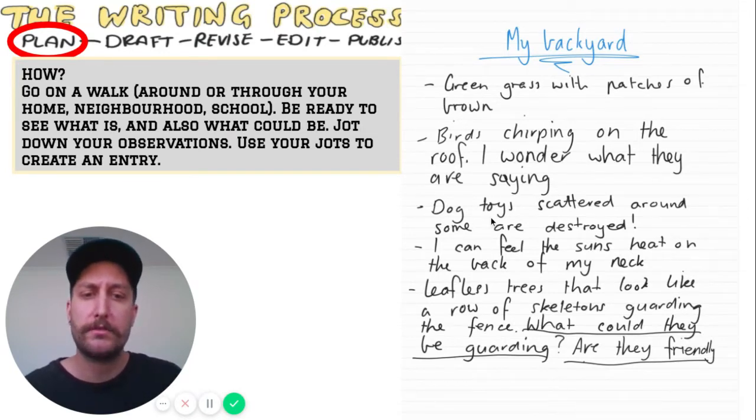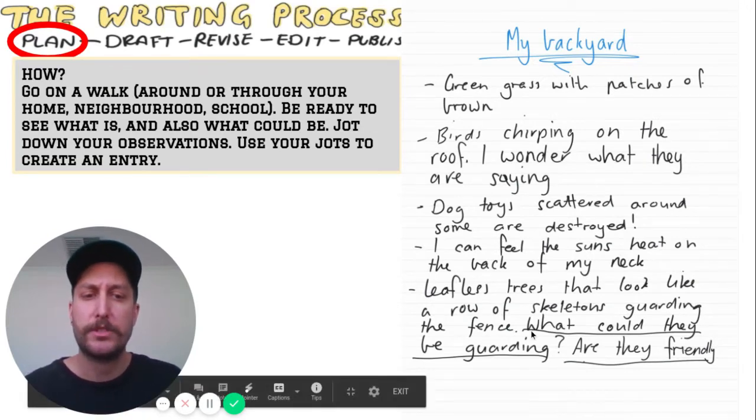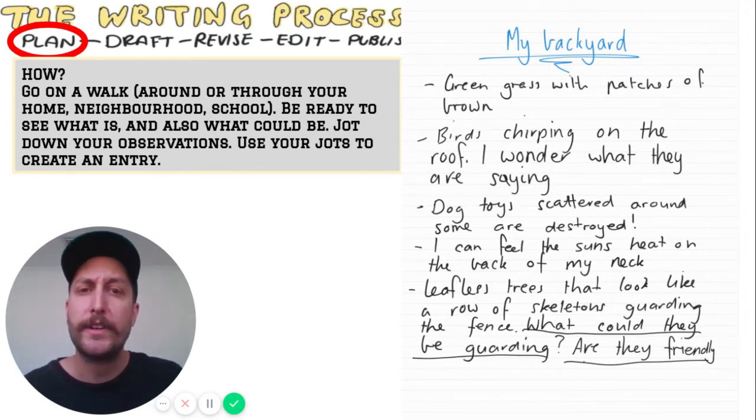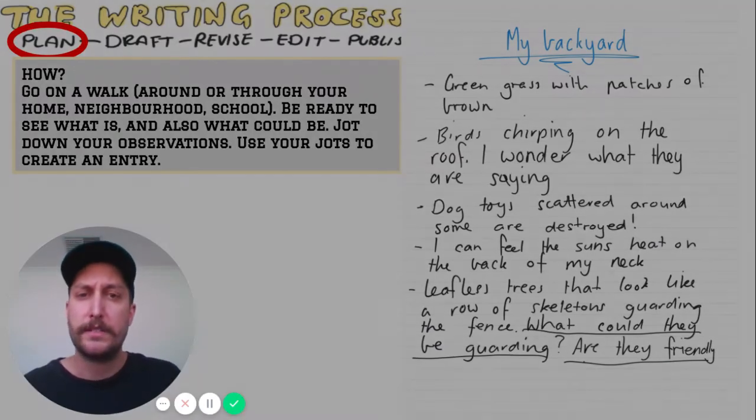I then started looking at the trees in my garden, and they were leafless trees, and they looked like a row of skeletons guarding the fence. And then I started to let my mind wander a little bit, and that's where I started to think, what could be? I started to use my imagination. I asked myself some questions. What could they be guarding? And were they friendly? And that's where I stopped, because I felt like I had some ideas that I wanted to develop a little bit further, and I created an entry around those ideas.